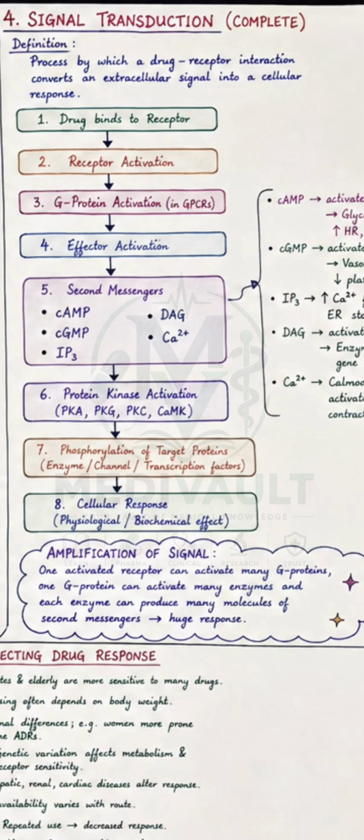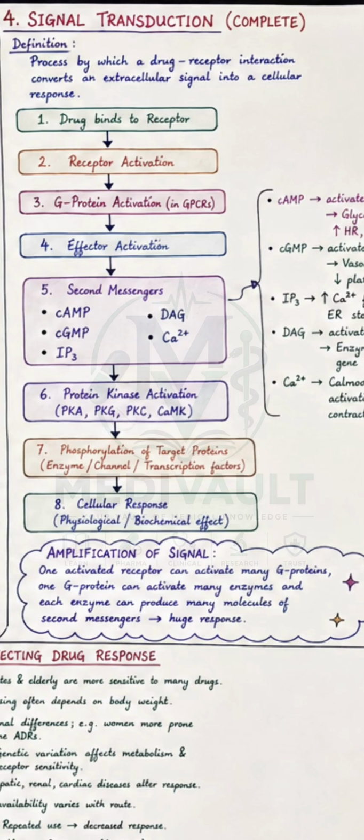These are the main secondary messengers, and these secondary messengers will activate the protein kinases, and protein kinases will cause phosphorylation of the target proteins, like the enzyme, channel, and transcription factor. They will be phosphorylated, meaning a phosphate group is attached to them, and this phosphate group will then generate a response. So the response should be normal, and it could involve amplification of the signal.